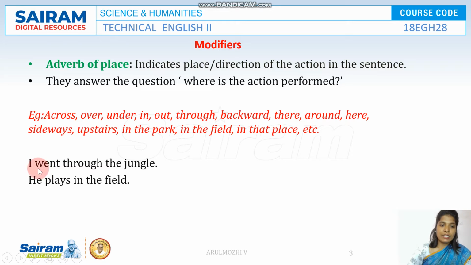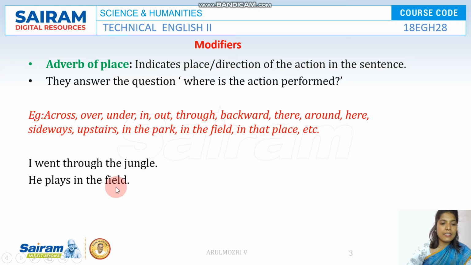Take for example, I went through the jungle. Here, went is the verb. What does an adverb do? An adverb describes a verb. How does it describe went? Went where? It adds additional information to went. Went through the jungle. This is how it modifies the verb went, so it is called an adverb of place.